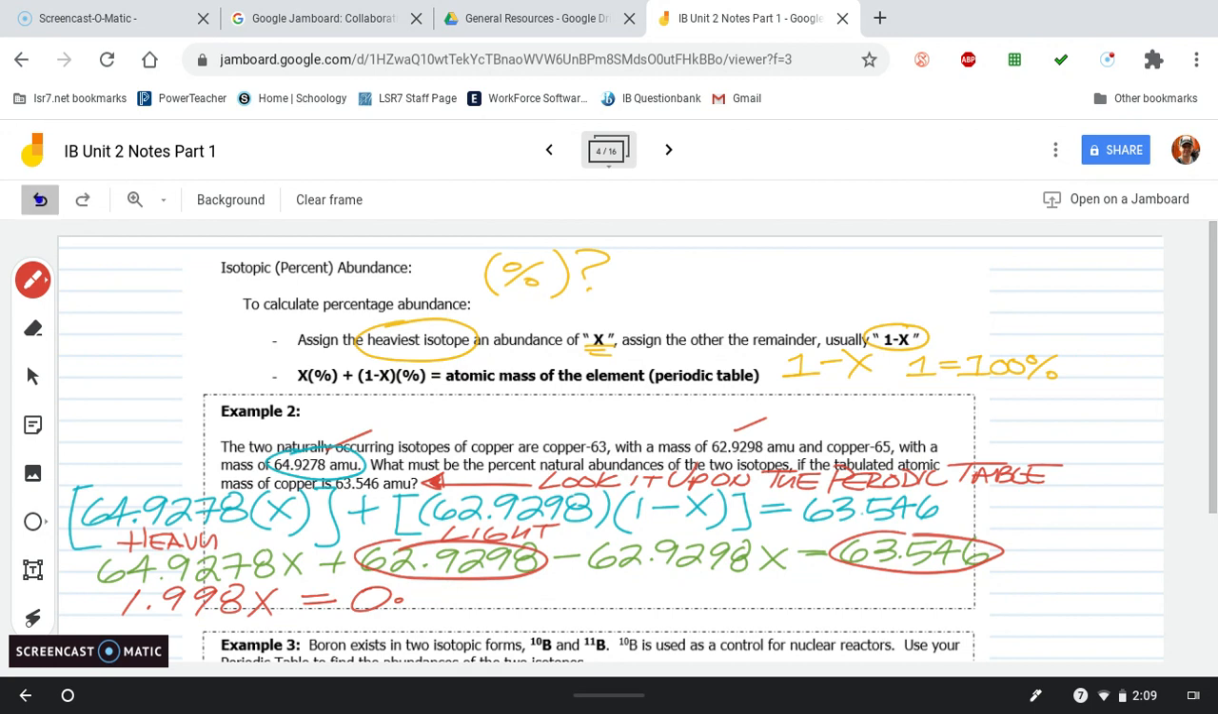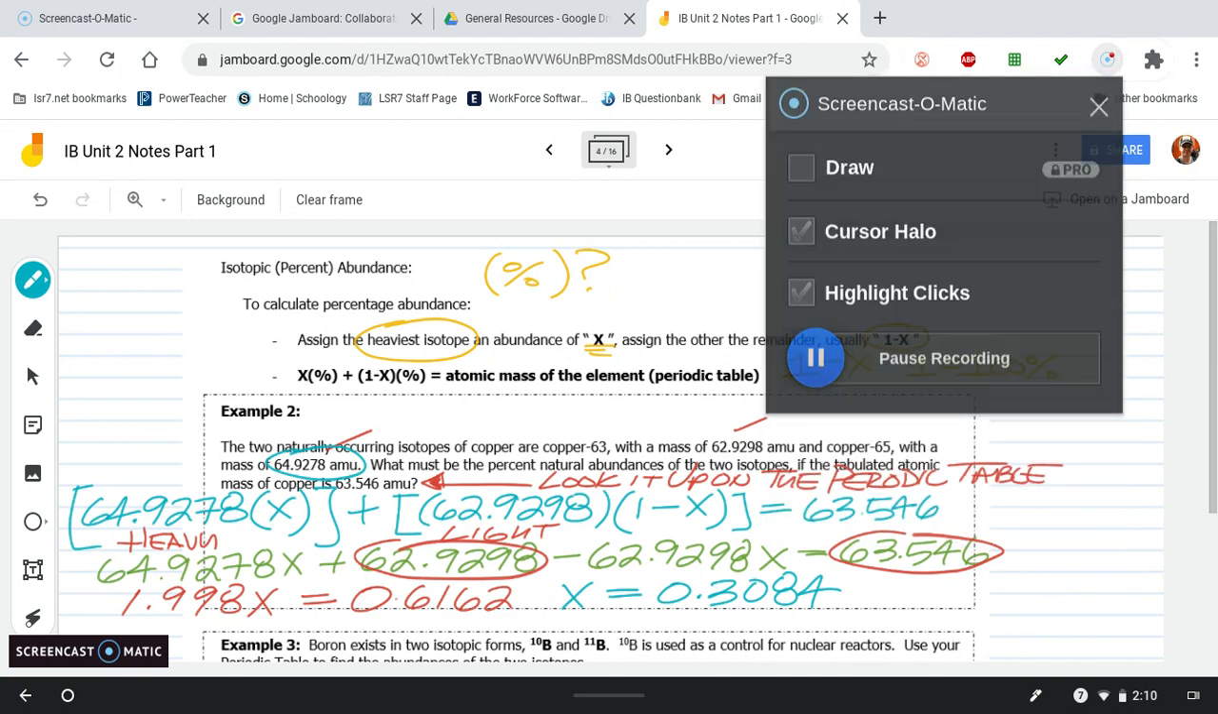0.6162. So now we're going to solve for x. So when I solve for x, run through your calculator, 0.6162 divided by 1.998. And we're going to get 0.3084.